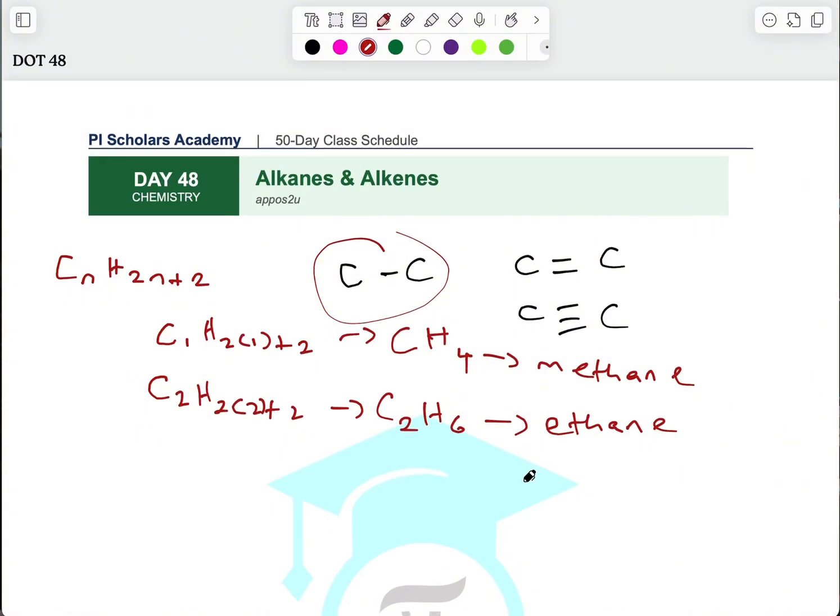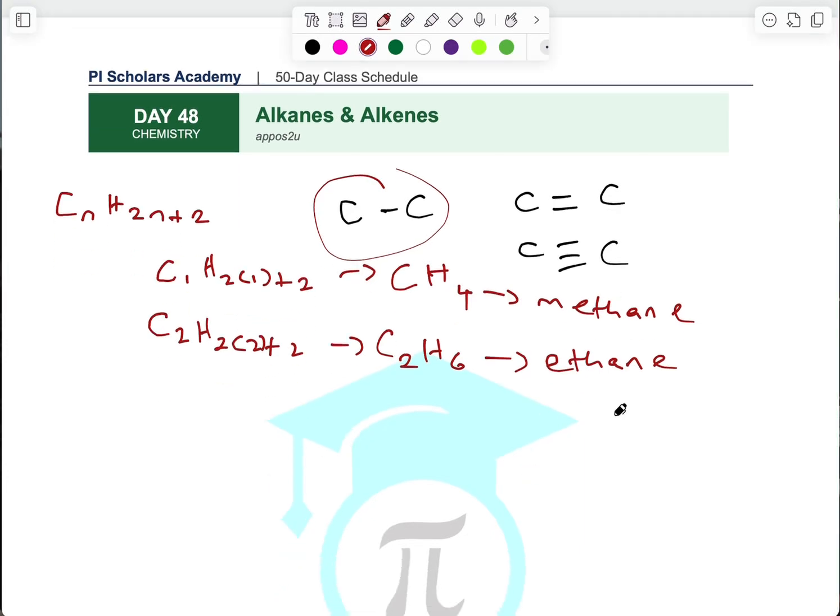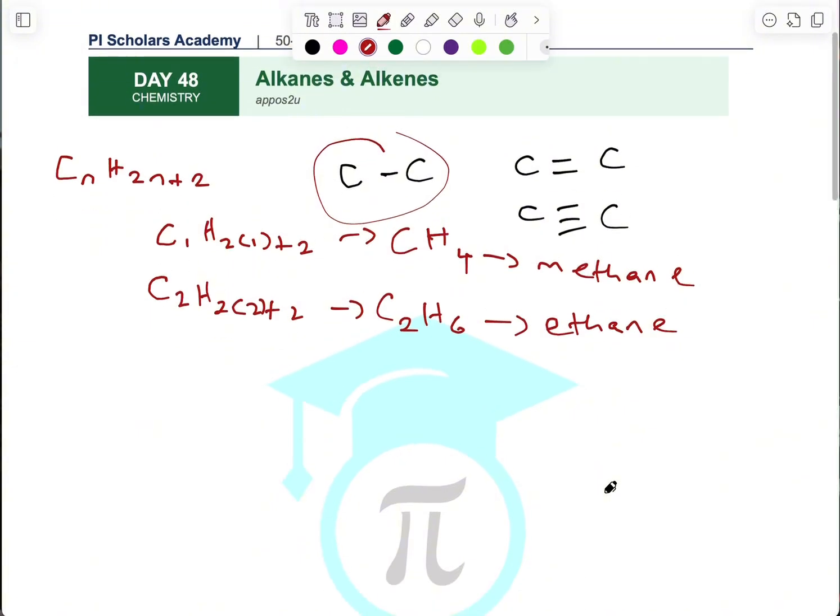So this is generally the definition of alkanes. This is what they are. Of course, we have other ones as well. We have propane, butane, pentane, hexane and all of those things. As we continue in the class, I will be introducing them to you one after the other. So we have different members of this class.